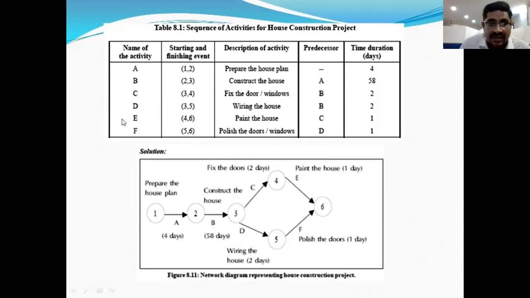So activities, preceding activities and their timings, based upon 3 columns we can draw this network diagram. So this is the process to draw the network diagram, right?